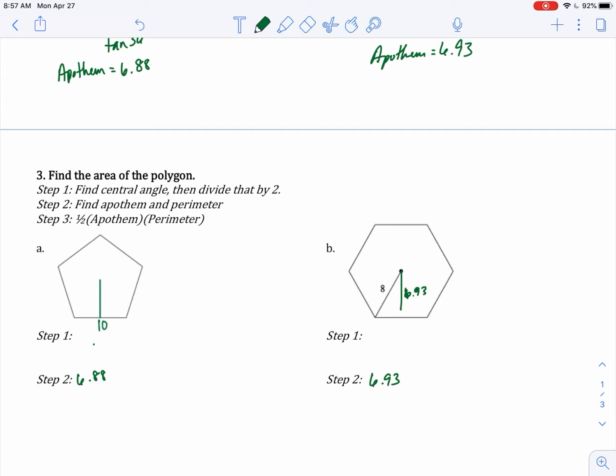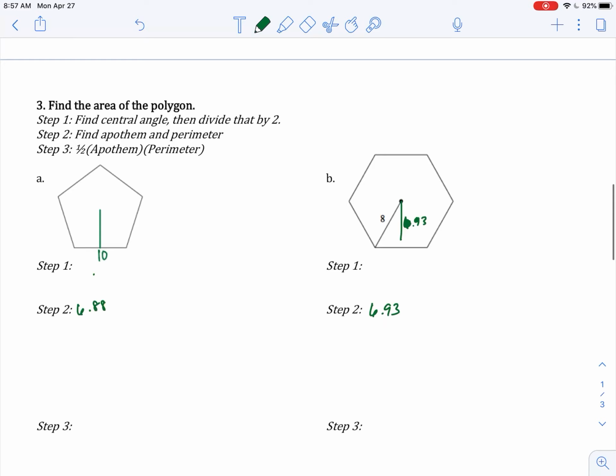And once we've got our apothem, 6.88, the apothem is 6.88, and the apothem is 6.93.